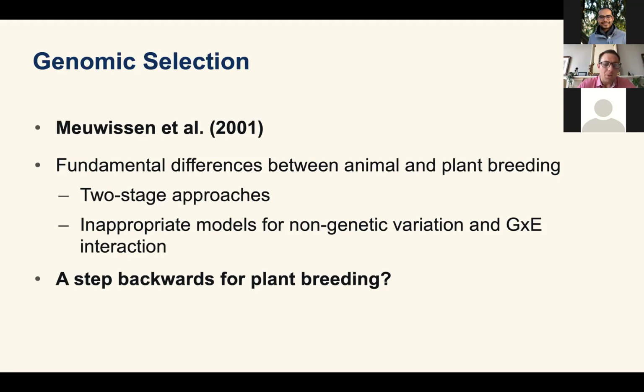We started doing things like two-stage approaches, where you would get means in individual environments and then use those means in a second stage and just use a GBLUP type approach. And we also started forgetting about the non-genetic variation. I spoke about the spatial modeling, experimental design, all that sort of stuff. So it took a back seat.